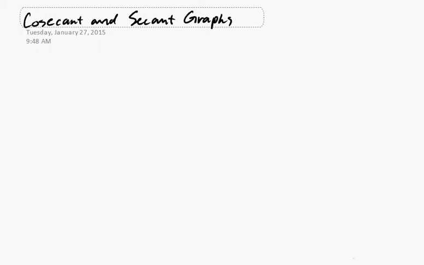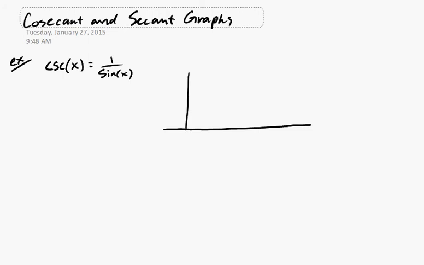So we have to begin graphing the next three: cosecant, secant, and cotangent. To do this, we need to remember which functions they are paired with. So if we want to graph the cosecant of x, we have to remember that it is the reciprocal of sine.